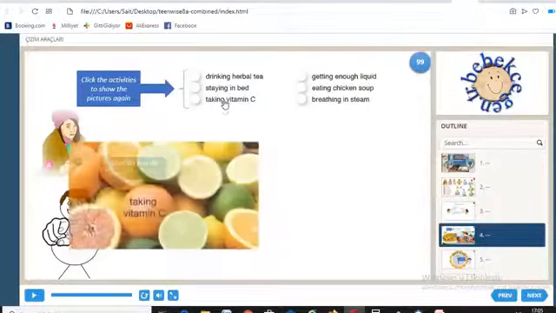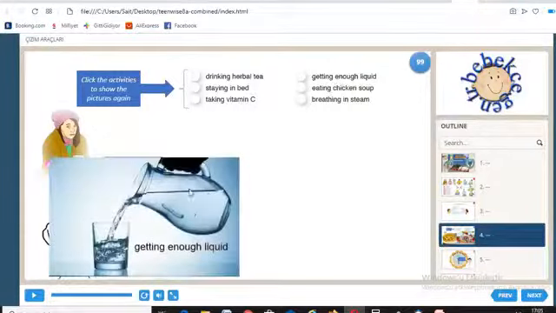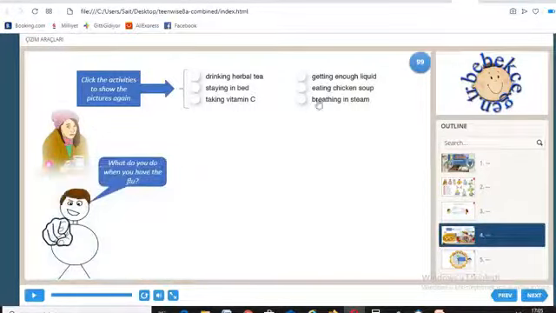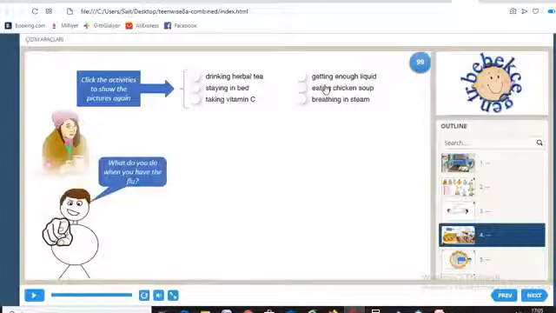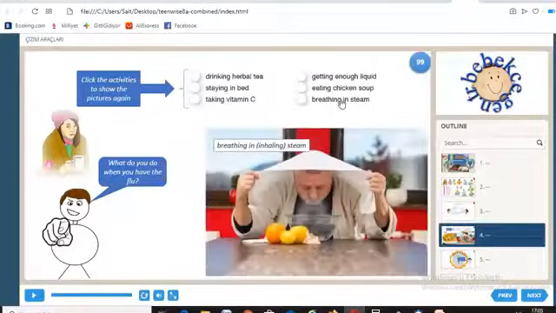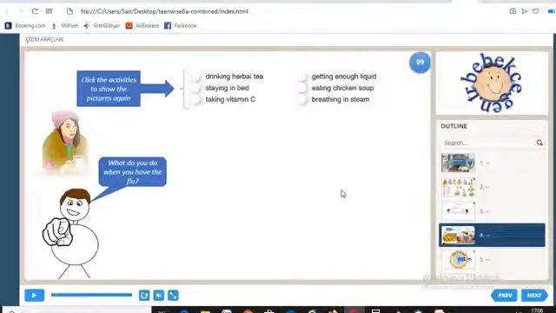Or do you take vitamin C? As you know, there is lots of vitamin C in fruits, in the lemon, orange, and some other fruits. Getting enough liquid like water, tea, or eating chicken soup. Yes, it's my favorite one. I like chicken soup a lot, and it's very healthy. It's good for everything. And breathing in steam. Breathing, taking the breath inside and giving out. Steam, as you see, it's hot water, so there's steam.